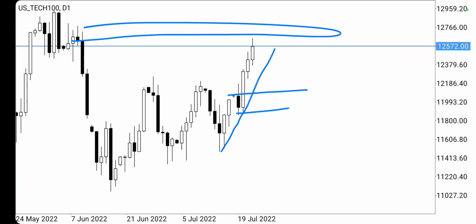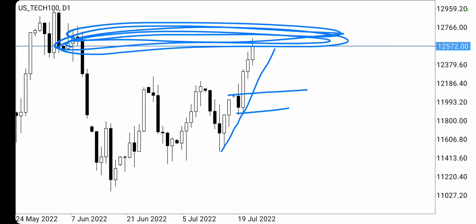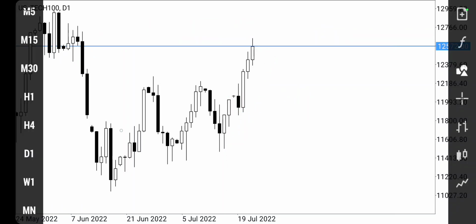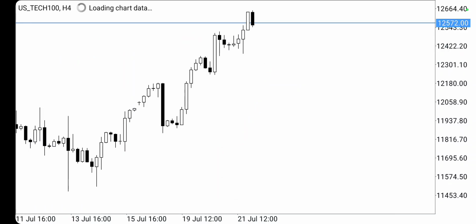Let's just see how the price is going to react to this. And tomorrow is Friday, so I don't like trading on Fridays, but let's just see how it's going to behave there. And then let's check H4.